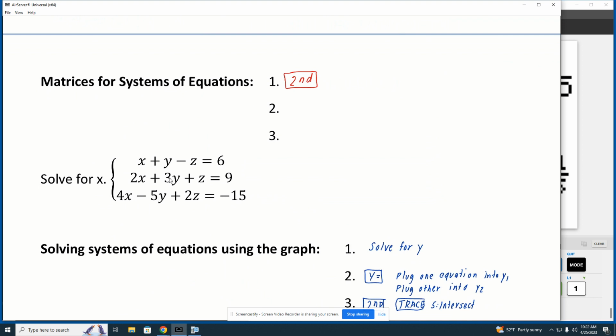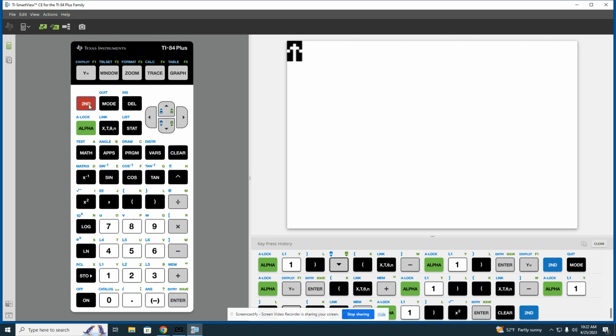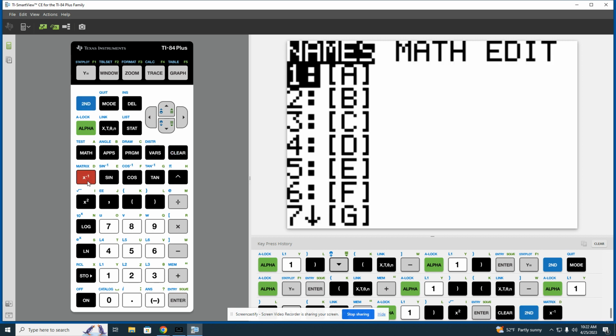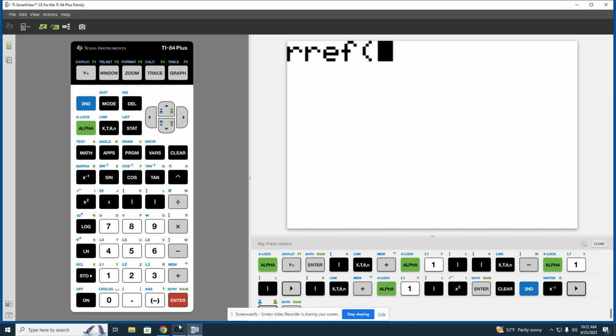You'll hear this conversation. So I'm going to do second, and then x to the -1. Y'all find that button. We're going to scroll over to math, and then scroll up to RREF. All right, so go with me. Clear this out. Here we go. Second, x to the -1. Scroll over to math, and then up to RREF. Not REF, RREF. Push enter. Okay, so get that on your home screen.